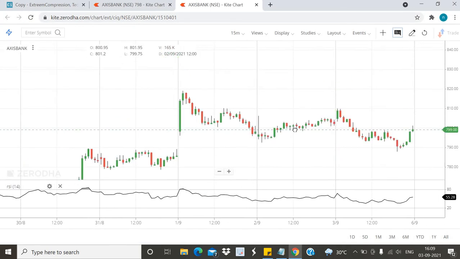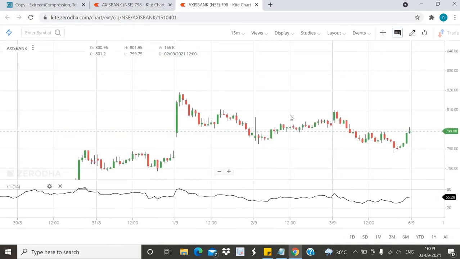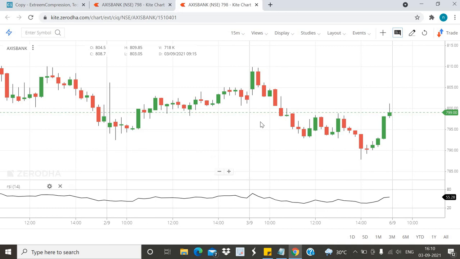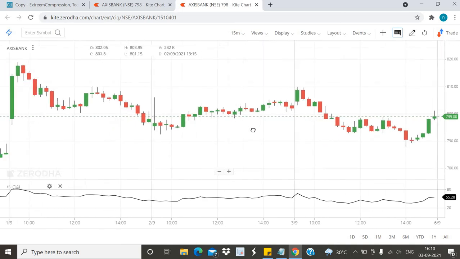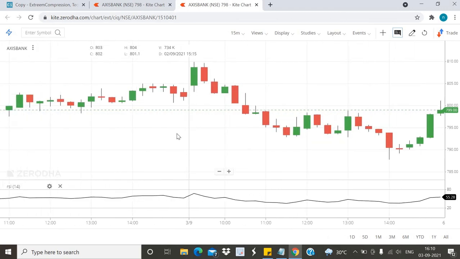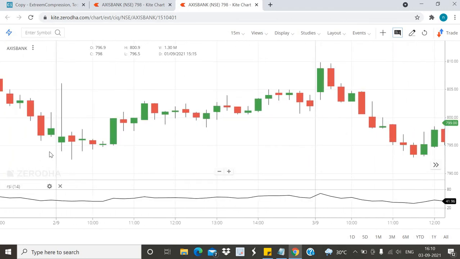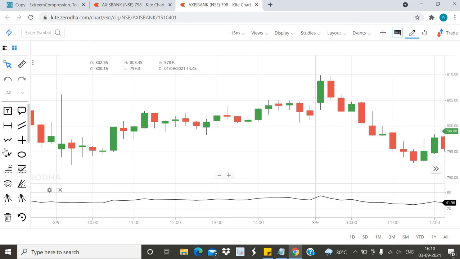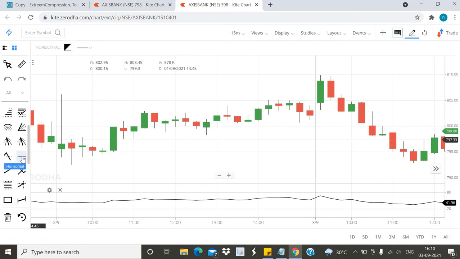For example, let us consider Axis Bank. So in case the 3rd was our trading day, we need to check the previous day. Previous day is the 2nd. On the 2nd, we have to select the 15 minutes time frame and we have to mark the high and low of the first 15 minutes candle on the previous day of the day we are going to trade.